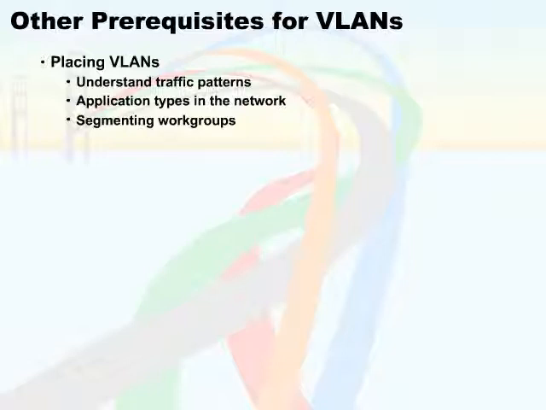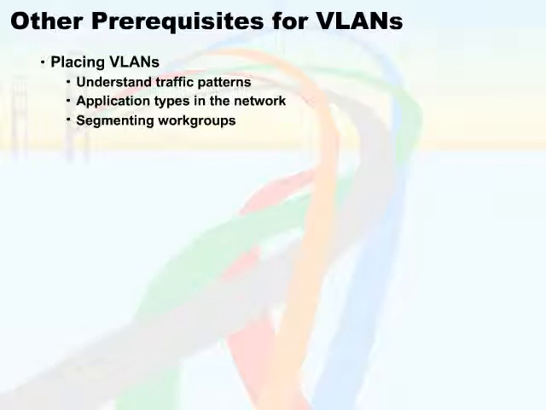Because all three of these primary attributes are going to identify how many VLANs you need, if any at all, and how big the VLANs need to be as far as the number of ports assigned to each one. So I have to have a very good idea of what my network currently looks like and how the traffic is currently flowing before I can make these decisions.